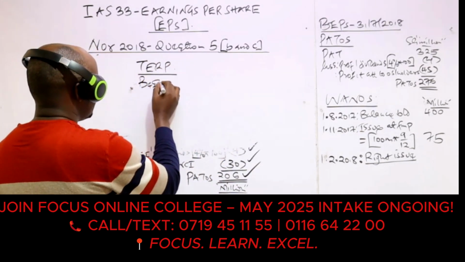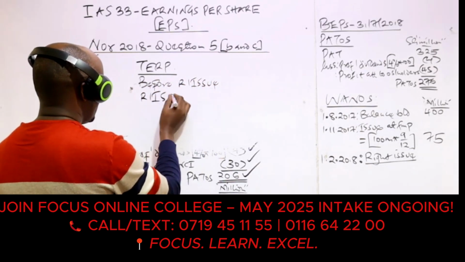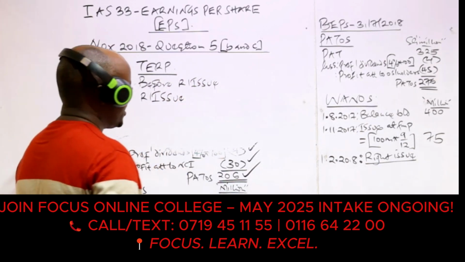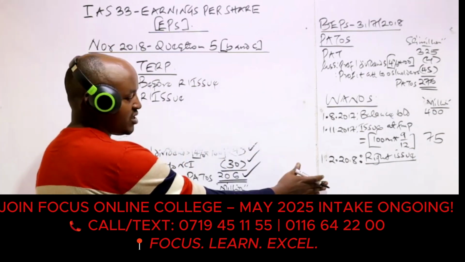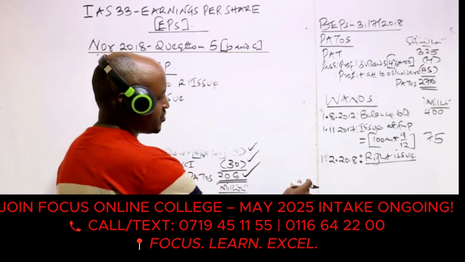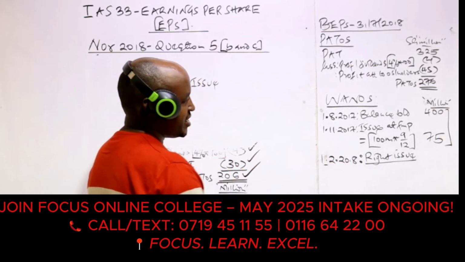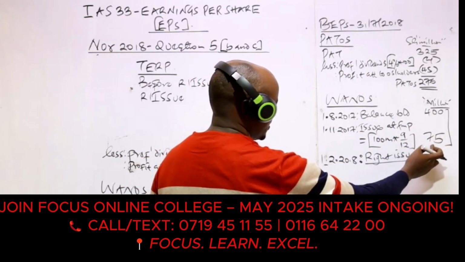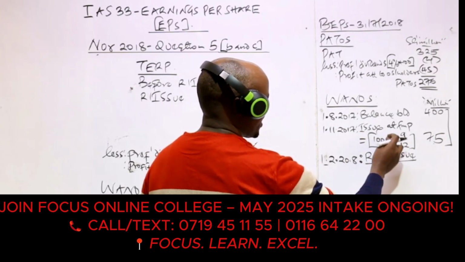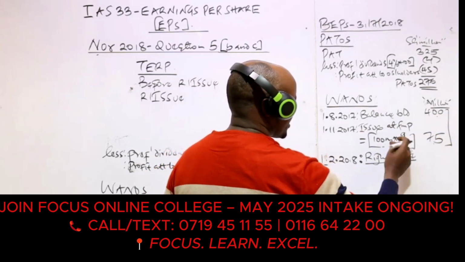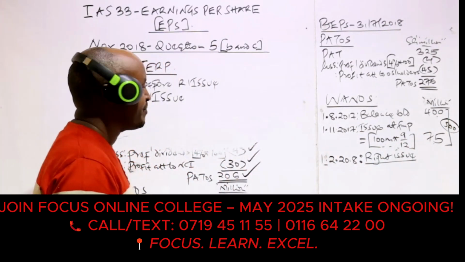Number 1, we need to determine how many shares were issued by the company before the right issue. We can't get that in the question; we can only get it here. Before this right issue, these are the shares which were issued by the company. The shares issued are not these plus these, because the actual shares issued here were not 75, but rather 100. So the shares issued by the company before the right issue will be 400 plus the actual shares here, that is 100. That will give us 500. Those are the total shares issued by the company before the right issue.